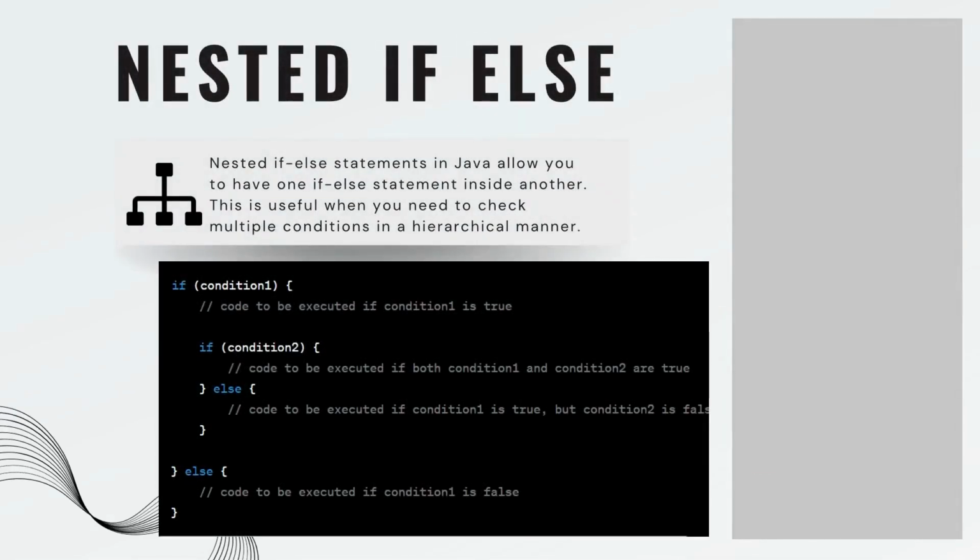Nested if-else statement in Java allows you to have one if-else statement inside another. This is useful when you need to check multiple conditions in a hierarchical manner. Keep in mind that while nested if-else statements provide flexibility, it's important to maintain code readability. Excessive nesting can make code harder to understand, so it's often a good idea to refactor complex nested structures into separate methods or use other control flow structures if the logic becomes too convoluted.